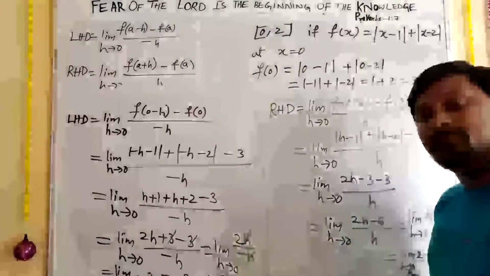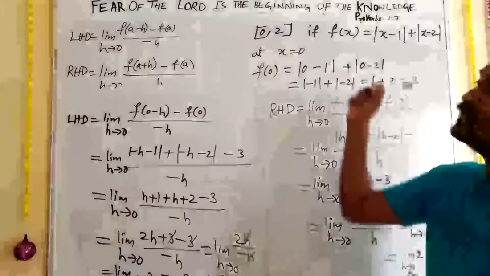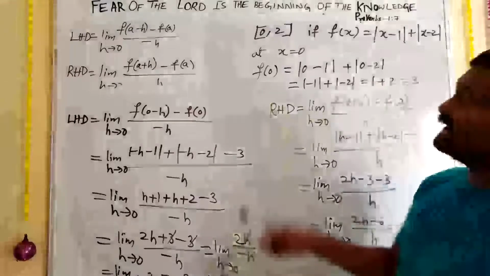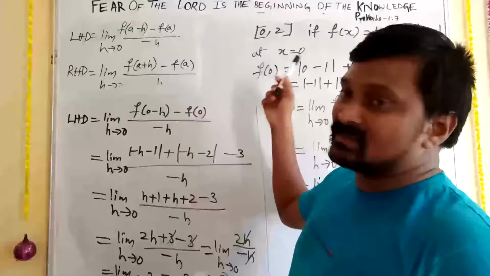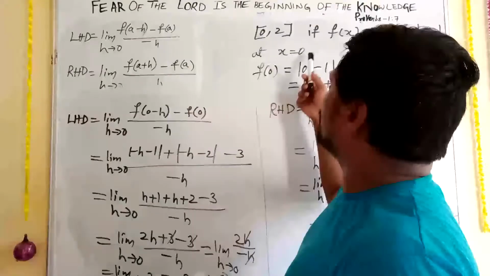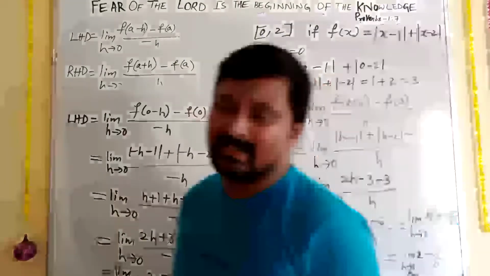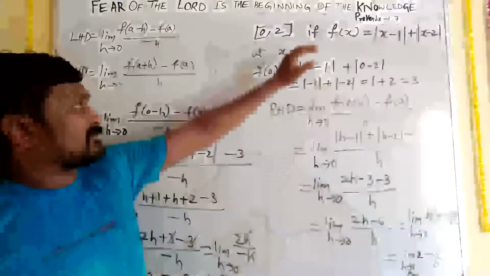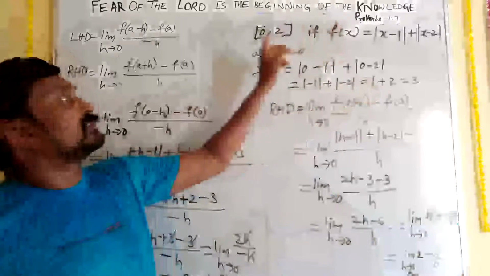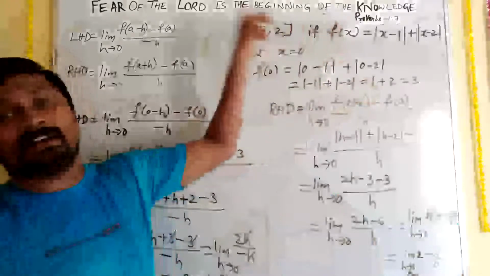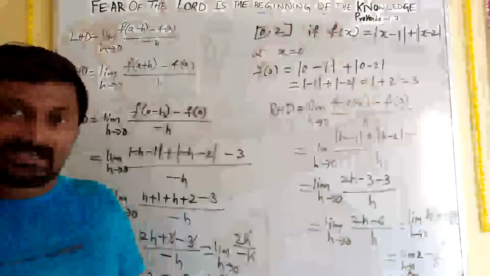If any one of them is undefined, then we can say that it is not differentiable. See, at x is equal to 0 only it is not differentiable. It is not at all necessary to do it for 1 and 2; directly we can say that. So this function f of x is not differentiable on the closed interval [0, 2]. Completed.